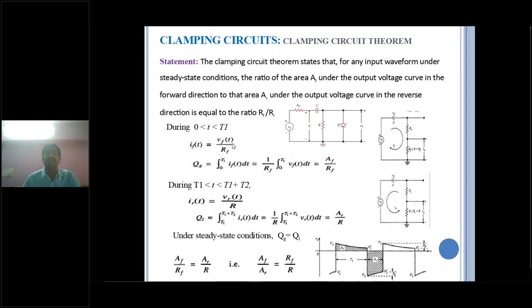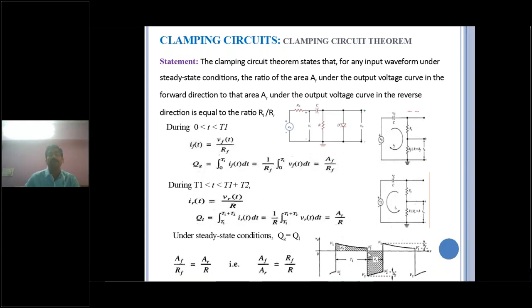What is IF of T? It is VF of T by RF, and you have to substitute it. Now RF is a constant value, so take it outside the integration. Over the interval 0 to T1, the positive peak interval, the integral of VF of T, the output voltage equation, is nothing but the area under the output waveform in the forward direction. That charge gain equals AF by RF.